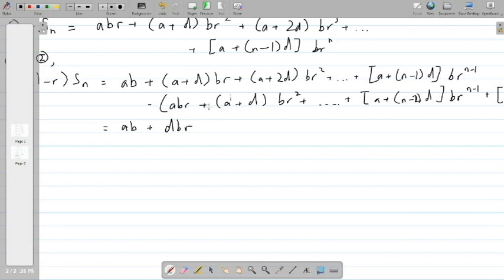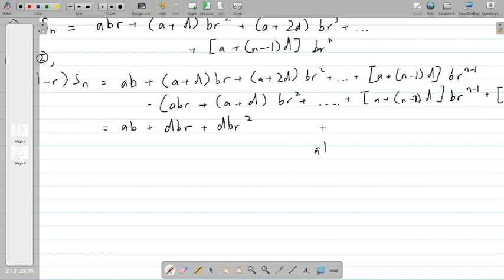Here, abr squared and abr squared get canceled off. And we're going to have 2dbr squared plus dbr squared, which is going to leave us with dbr squared, because we have 2dbr squared minus dbr squared. And if we continue along, we will have a plus 3d br cubed minus a plus 2d br cubed.